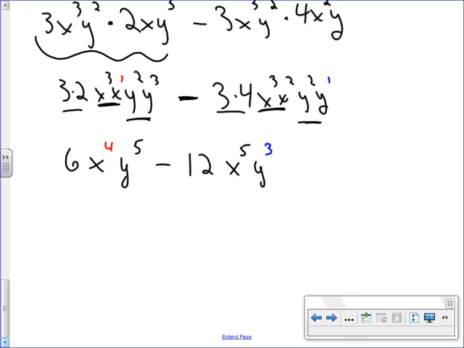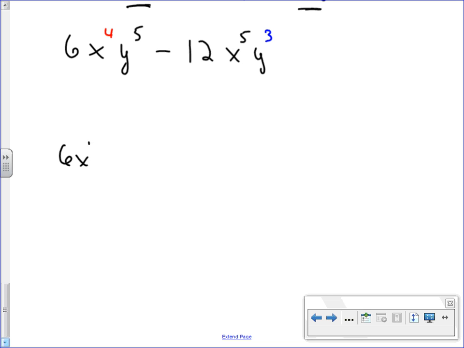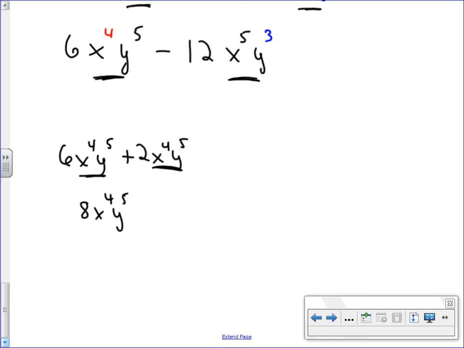If you're going to add things together, they have to be identical. So let me just show you. If I had 6x to the fourth, y to the fifth, and then I had 2x to the fourth, y to the fifth, these parts are the same. So you could add those together and say 8x to the fourth, y to the fifth. Just like you add an x and another x together. But because the variable parts are different, you have to leave those separate. You're not allowed to add those two together. Okay, there's your review with a little bit extra. And now you should be able to do everything that I left you for homework.